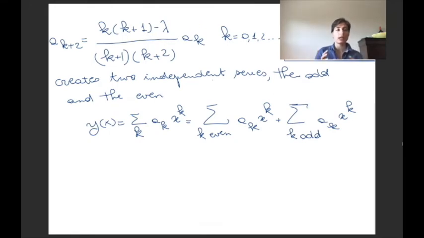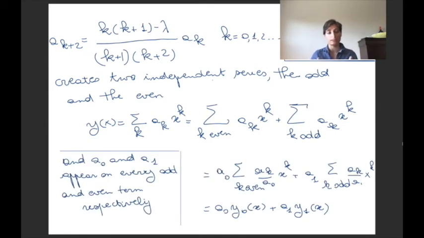Now, since we have a_{k+2} depending on a_k, so we're jumping a_{k+1} when defining a_{k+2}, we can actually split this series into two sections, the odd series and the even series. So all the even k's are summed up together, and all the odd k's are summed up together in another series. Then we remember that all the a_k's with k even are all something multiplied by the previous even k until we get to a_0. So we can take a_0 out of all the coefficients and just get it in front.